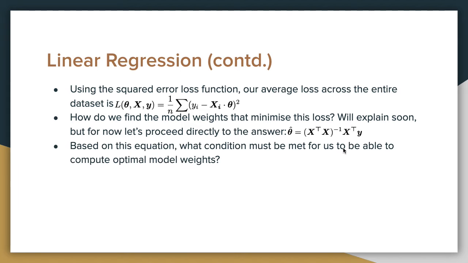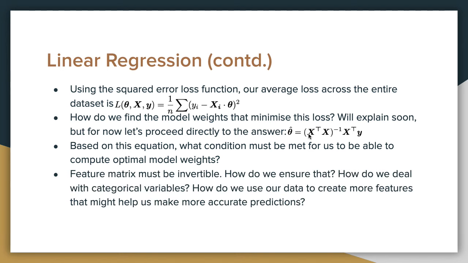Now, if you look at this equation, there are certain conditions that must be met for our solution to actually make sense. The one I'm focusing on is invertibility. If your feature matrix X isn't invertible, then the matrix product of X transpose X itself will not be invertible. And if you can't take the inverse here, you won't be able to get the solution. So now we need to figure out, is there any way we can guarantee that our feature matrix will be invertible? And that is where the idea of feature engineering comes into play.